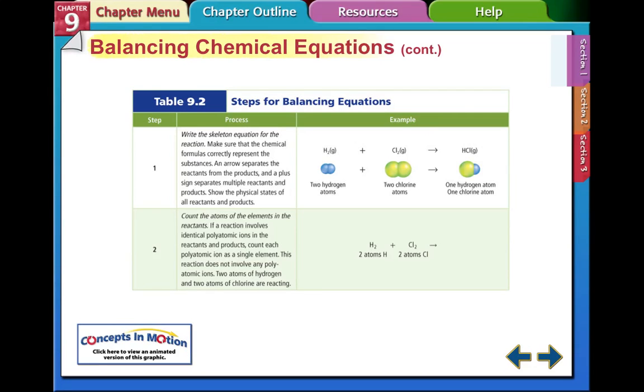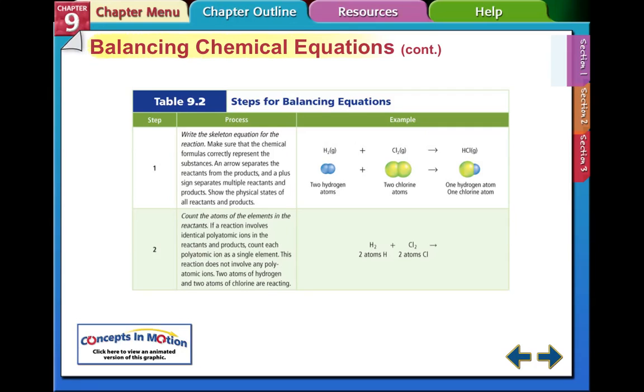Here are the steps to follow to balance an equation. Number 1, write out the skeletal equation for the reaction. Make sure that the chemical formulas correctly represent the substances. An arrow separates the reactants from the products, and a plus sign separates multiple reactants and products. Show the physical state of all reactants and products.